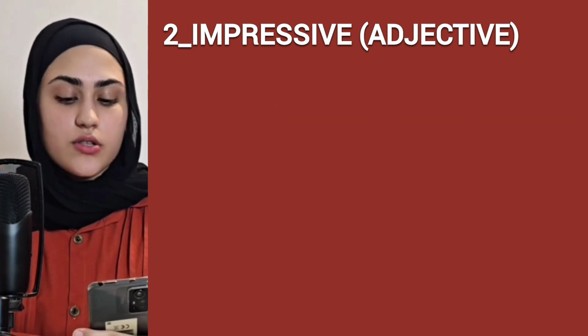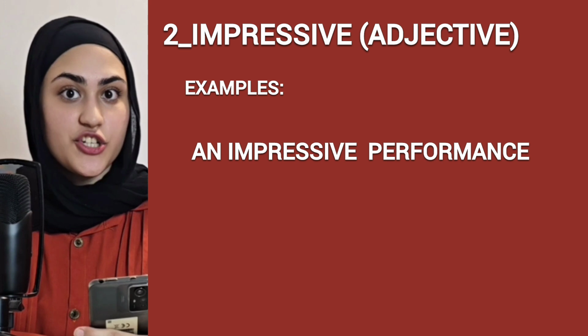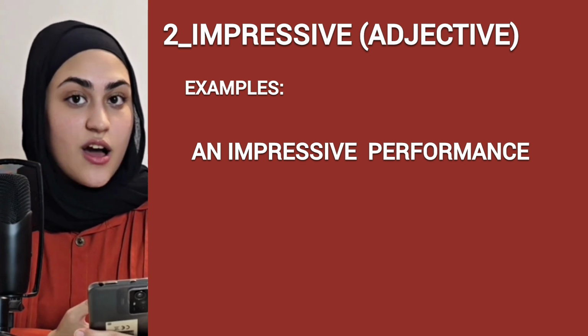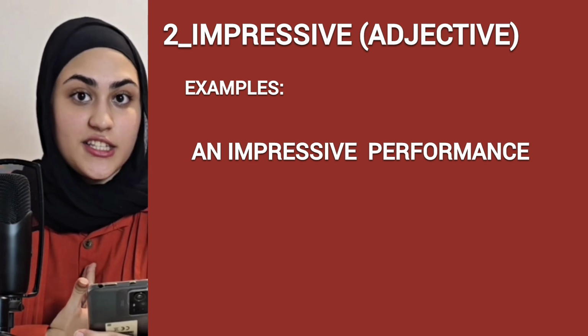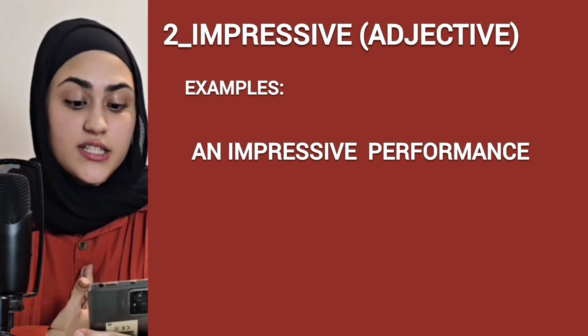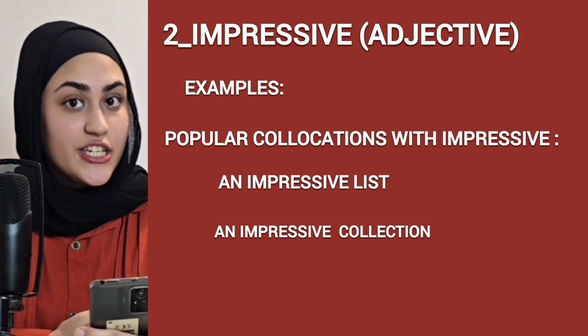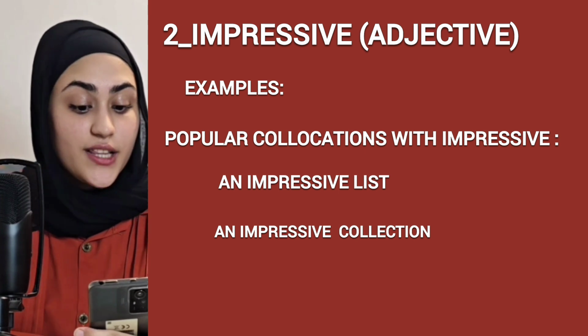Let's read the examples together. An impressive performance. That means that job, that performance, that activity was really good in a way that I was impressed. So it was impressive. Impressive performance. We have some really popular collocations, the words that come together. An impressive list, an impressive collection.